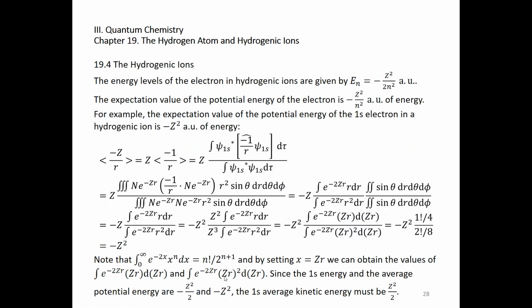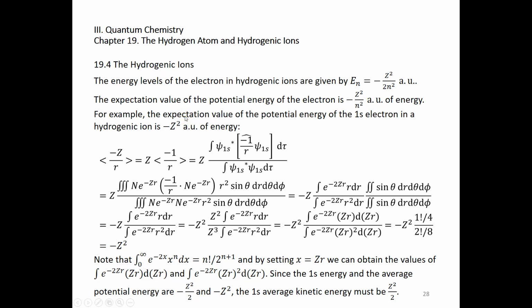The energy levels of the electron in hydrogenic ions are given by this: E_n is equal to negative Z squared over 2n squared atomic unit. The expectation value of the potential energy of the electron is negative Z squared over n squared. So you can see the average potential energy is 2 times the total energy. Both are negative.